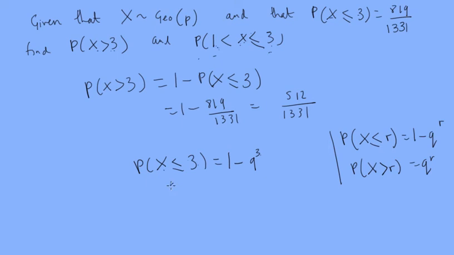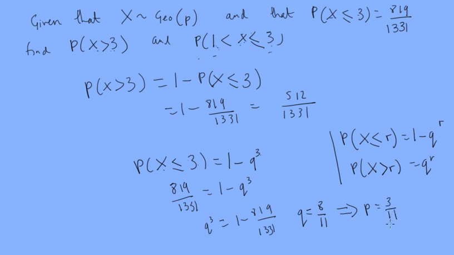Now, by using this, we're able to find the probability of not a success. So we've got 819 over 1331 equals 1 minus q cubed. So q cubed is going to be 1 minus all of this, and then we can take the cube root, and we'll get the value of q as 8 over 11. So that leads us to the probability of a success, which is 1 minus this, so that's 3 over 11.